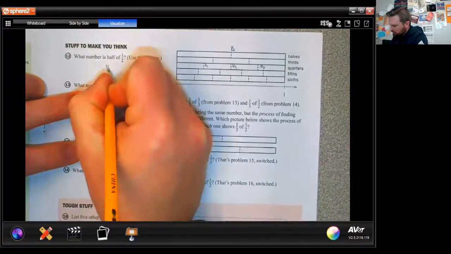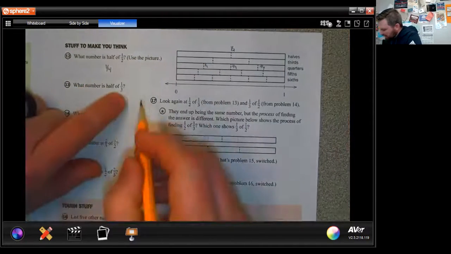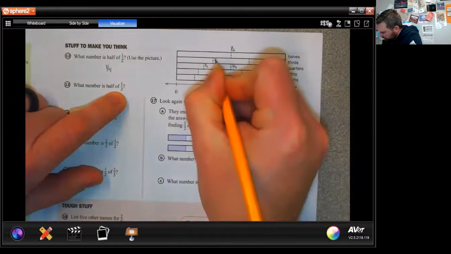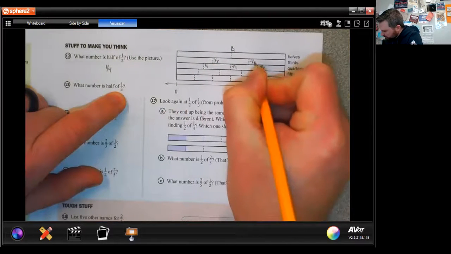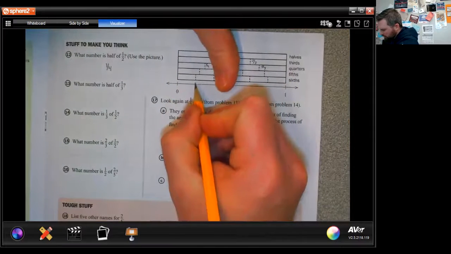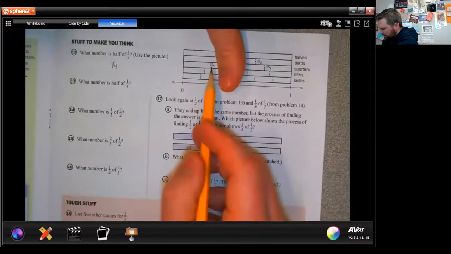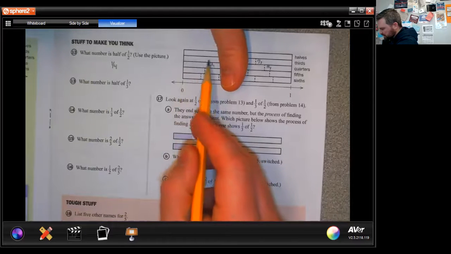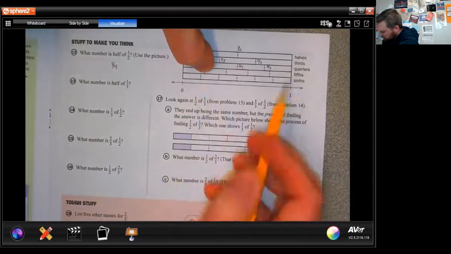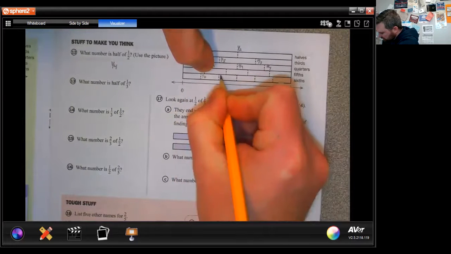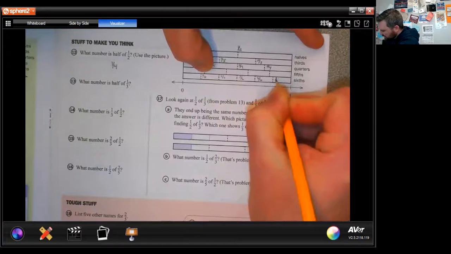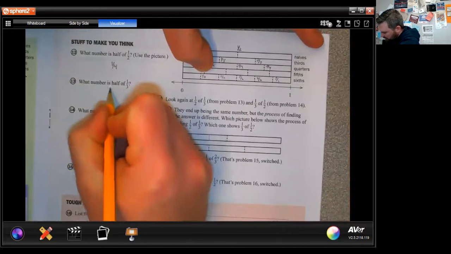So 1/4. What number is half of a third? Okay, so here's a third, here's 1/3, 2/3. If I look at 0 to a third, which is right here, half of that would be somewhere in here, which would be this number right here. And that's 1/6. So 1/6, 2/6, 3/6, 4/6, 5/6. So half of a third is 1/6.